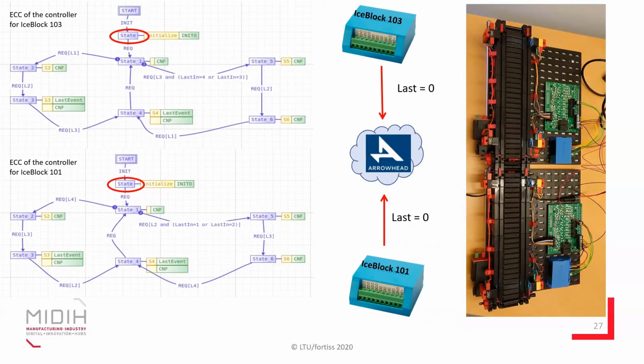And here is the state machine that controls the conveyor. When the system is turned on, the ECC of the controllers will move to an initialization state, and the IceBlocks will initialize the variable last inside the data manager to 0.